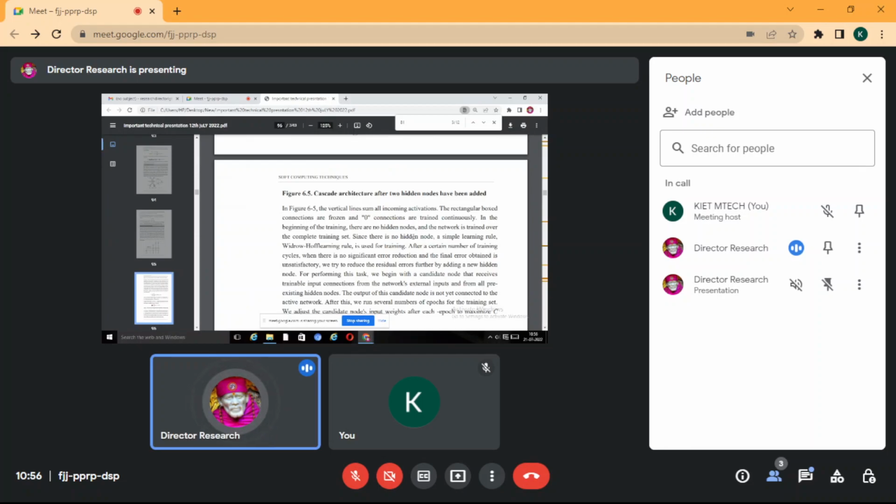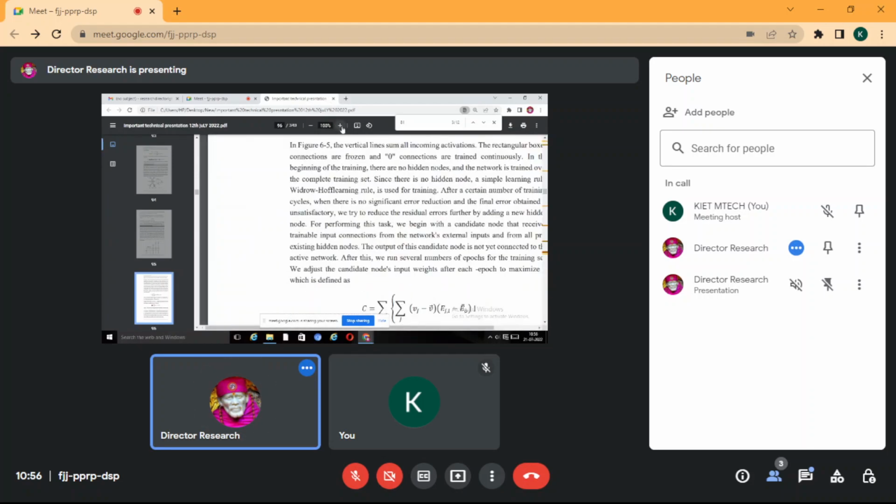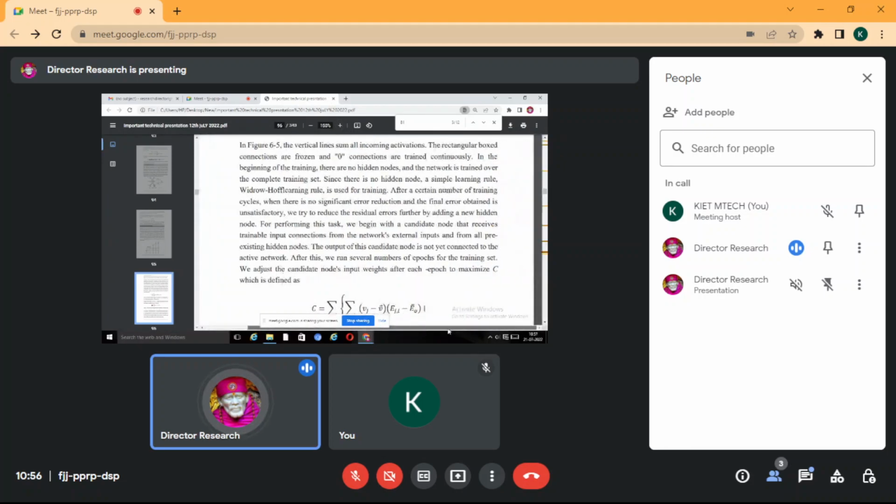Then errors will be reduced, they need to reach the satisfaction state. And the hidden layers are important. Errors will reduce. For performing a task, we begin with a set, for performing a task, one task.